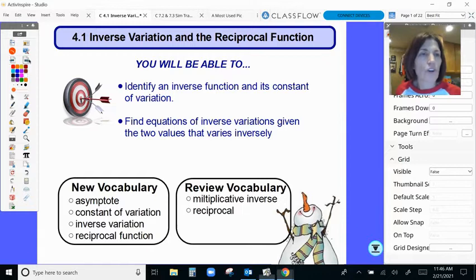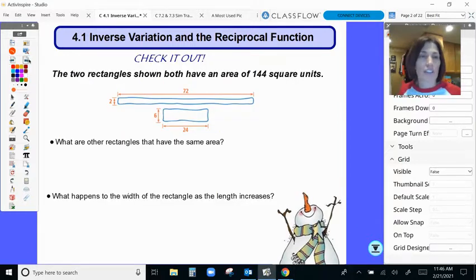Okay, so first of all, starting off, let's just check this out a little bit. The two rectangles shown below both have an area of 144 square units. So there's 2 by 72 and 6 by 24. Those both multiply to give us an area of 144. So what are some other dimensions that will give us that same area?